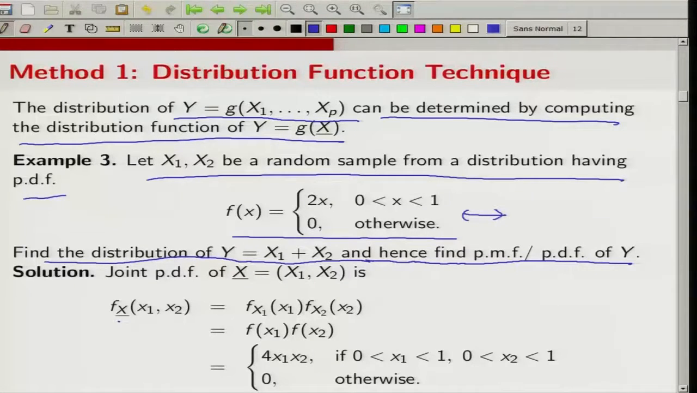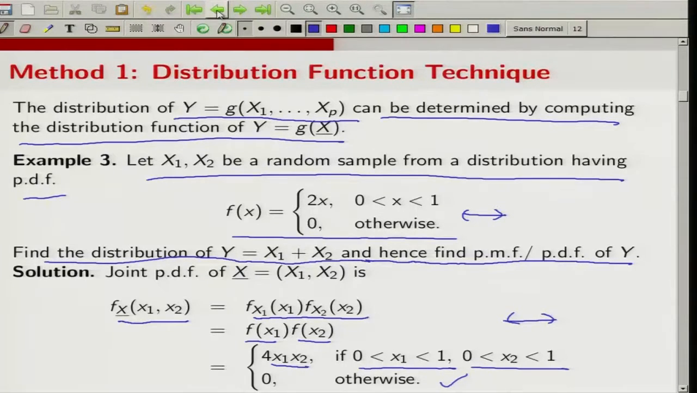Let us consider the joint probability mass function of X1 and X2. Since they are independent, that is the same as the product of individual probability mass functions. Since they are identically distributed, f_X1 is the same as f_X, and f_X2 is the same as f_X. Now, f_X1 is 2x1 if x1 is between 0 to 1, f_X2 is 2x2 if x2 is between 0 to 1. So f_X1 times f_X2 would be 4x1x2 if x1 is between 0 to 1 and x2 is between 0 to 1, and 0 otherwise. So that is the joint probability density function of X1 and X2.